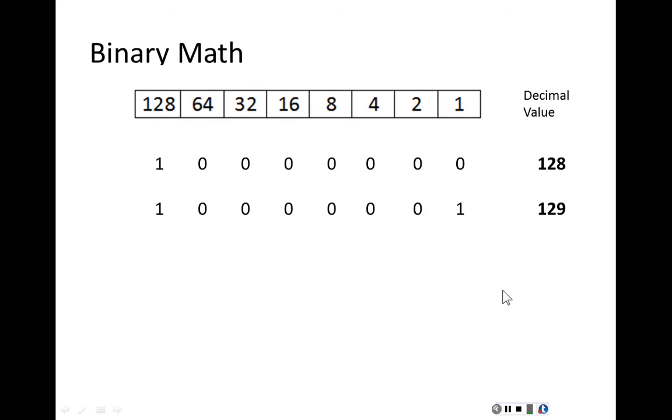Another example. If we have a 1 followed by 7 zeros, that represents the number 128, because we have a 128 and nothing else. And if we have a 1, 6 zeros and a 1, then that represents 129. How do you get that? 128 plus 1 equals 129.